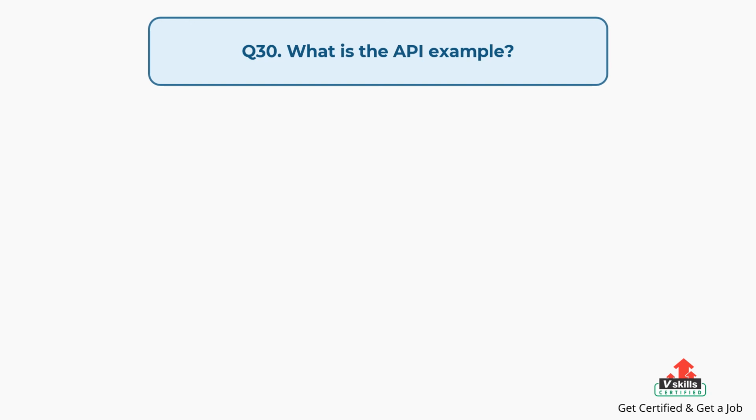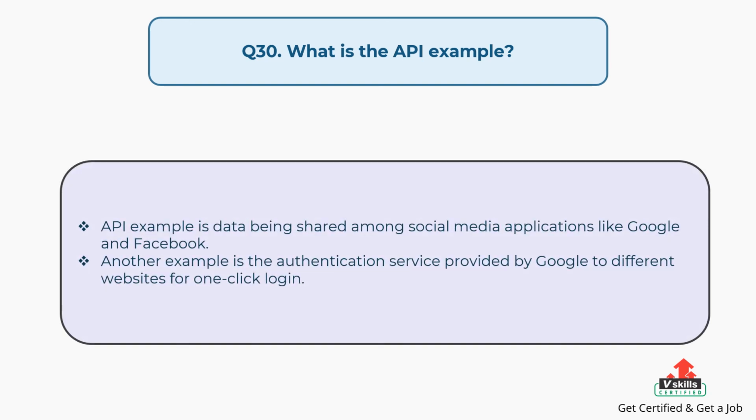Question number 30. What is an API example? The answer is: an API example is data being shared among social media applications like Google and Facebook. Another example is the authentication service provided by Google to different websites for one-click login.